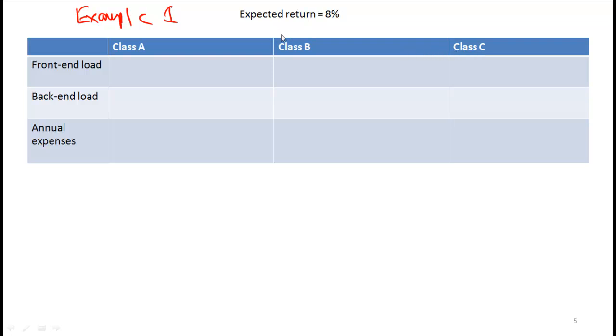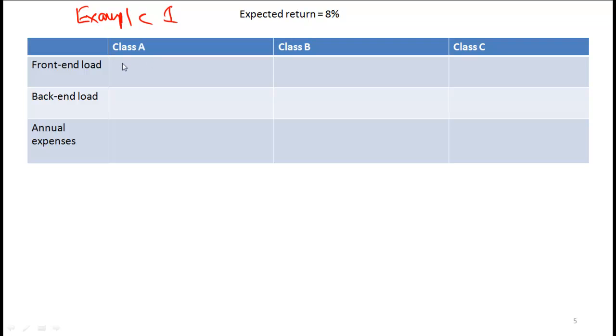We will also assume that each one of these classes, the investor expects that the return will be 8%, and this is just a given. So based on how the economy and the underlying shares and the risk profile of the shares, given all these factors, the investor is expecting that each one of these class of shares will grow at 8%. But the difference between these 3 classes is the expenses involved.